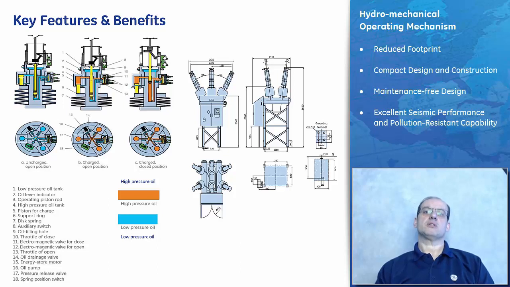Like I mentioned, it would occupy less space, so it's a reduced footprint. The reason being, the current transformer is equipped in the bushing insulators to allow for reduced space and foundation required for installation. Also, it has a compact design and construction, so it has an advanced arc extinguishing technology, which significantly reduces the product size and improves reliability. It has excellent seismic performance and pollution resistance capability.